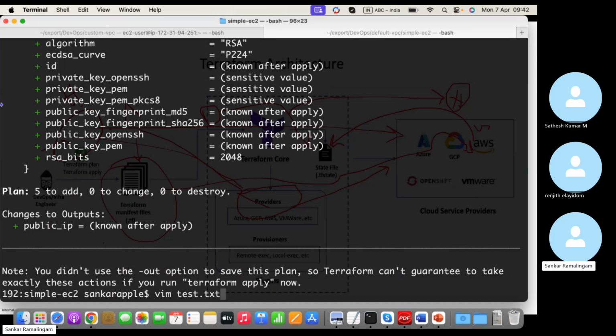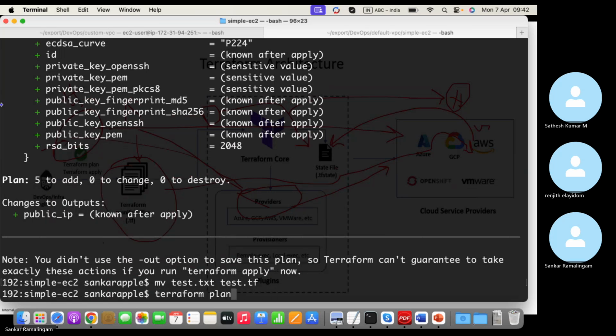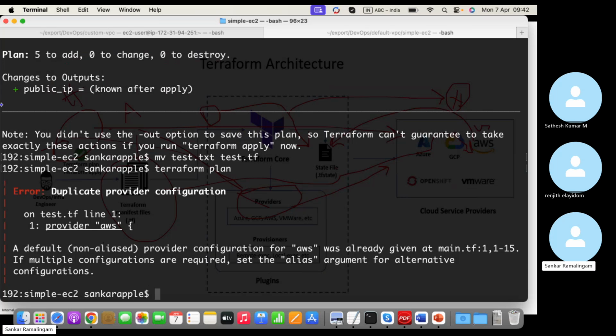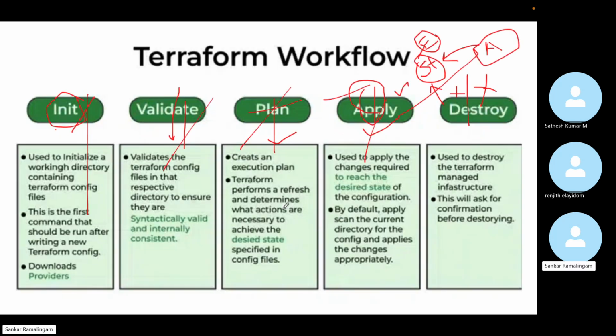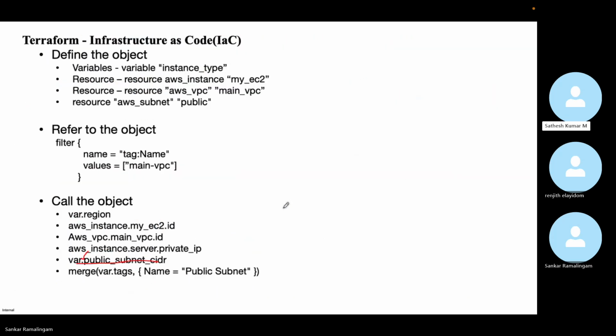If I put test.tf, then it will read. It will say it's a duplicate provider configuration. Oh, got it. So provider cannot be more than one. Resource can be more than one. Any other block can be more than one. Yes, got it. Okay. So any other questions? Satish? No, sir. I can follow.